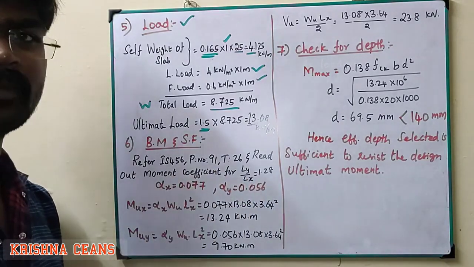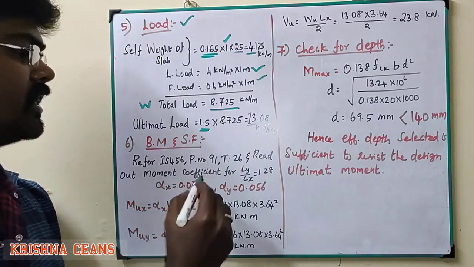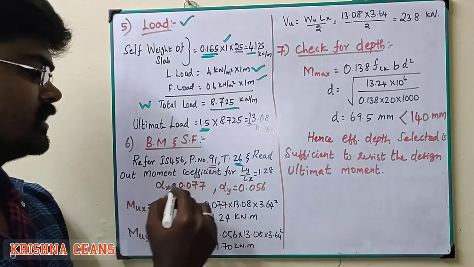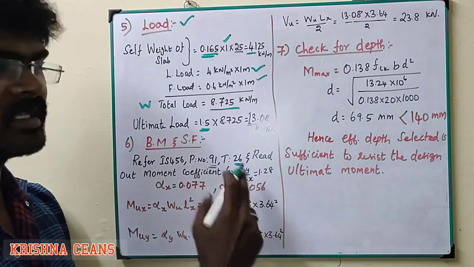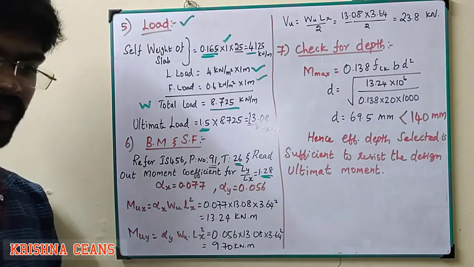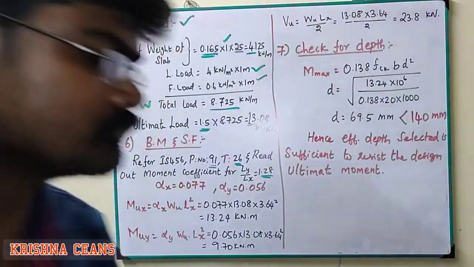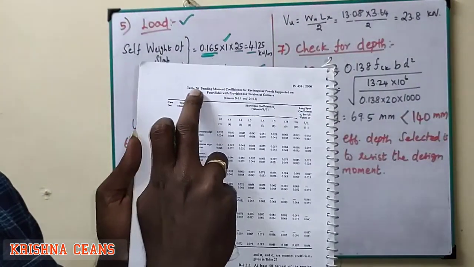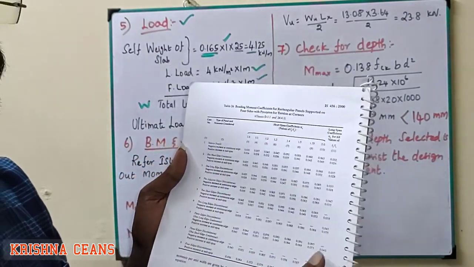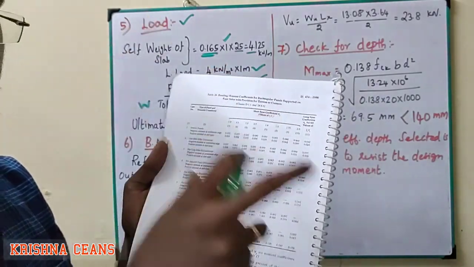Next we need to find the bending moment and shear force. In order to find that, we have to refer to page number 91, table number 26, and read out the moment coefficient alpha for Ly by Lx. Our value is 4.5 divided by 3.5, which is equal to 1.28. So for 1.28 we refer to page number 91, table number 26, the bending moment coefficients for a rectangular panel supported on 4 sides. Our question has 4 sides, and we also need to provide torsion reinforcement.